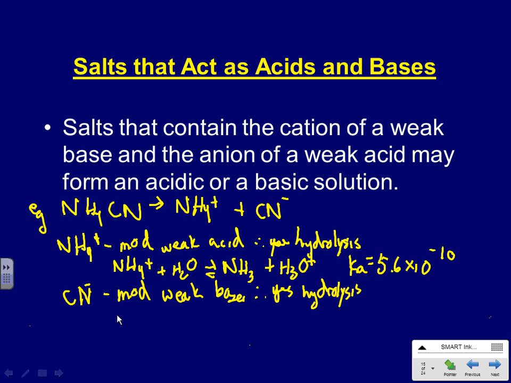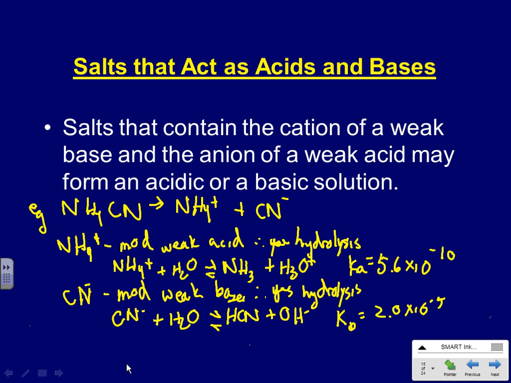Let's write the hydrolysis reaction. CN minus plus H2O. What's it going to be? This is really conjugate acid base swapping, right? We're really reviewing our conjugate acid base stuff. HCN plus OH minus. That's okay. And what's the Kb? We had 10 to the negative 5. I just need the front numbers. 2.0 times 10 to the negative 5.